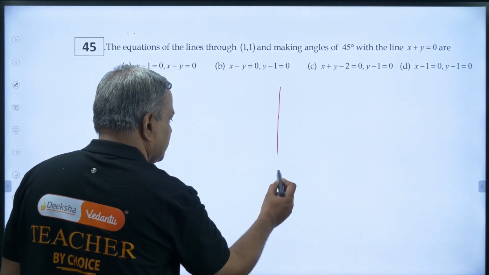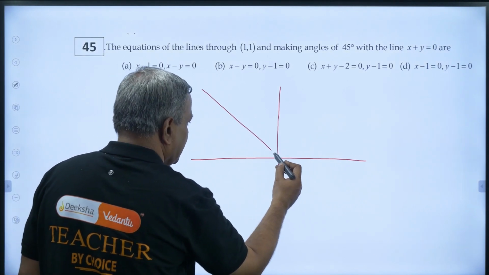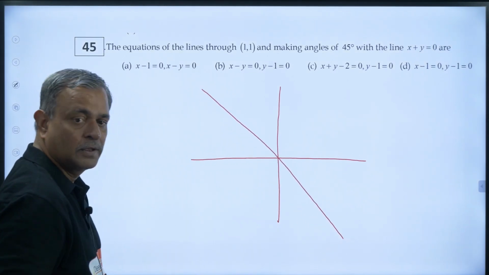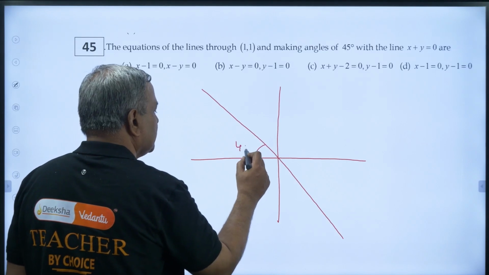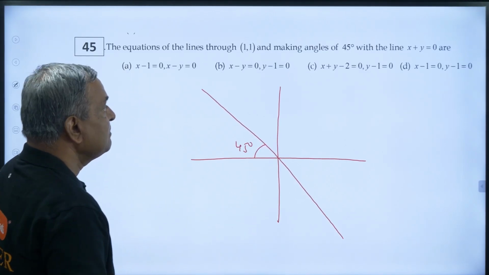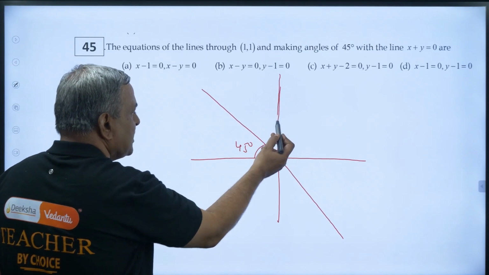Equation of line through 1 comma 1 making 45 degrees with line x plus y is equal to 0. This is the line. Okay. This angle is already 45 degrees. There is another line which is making 45 degrees with this one.